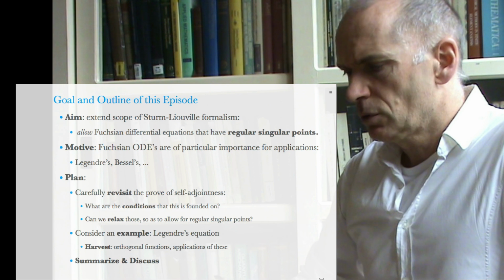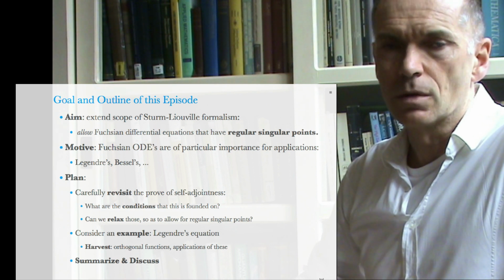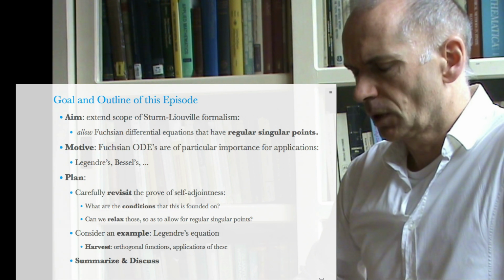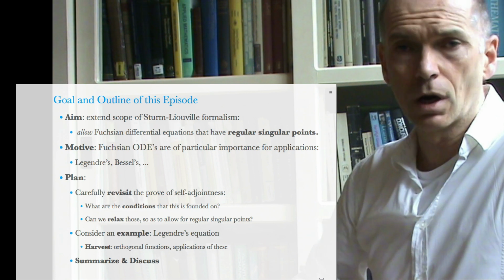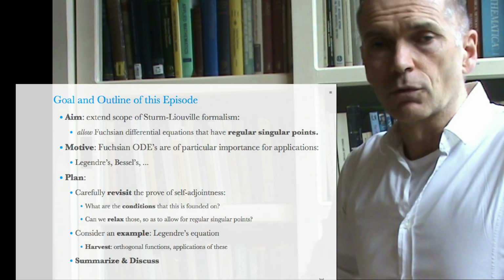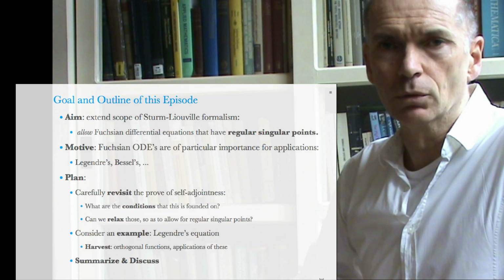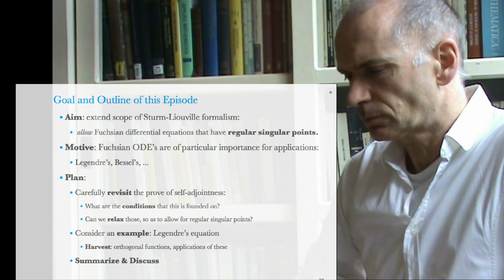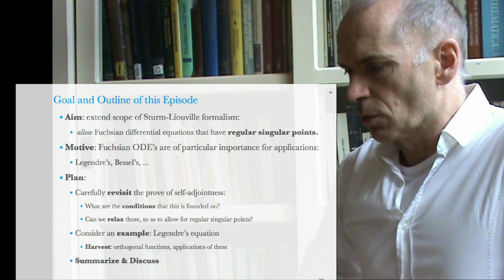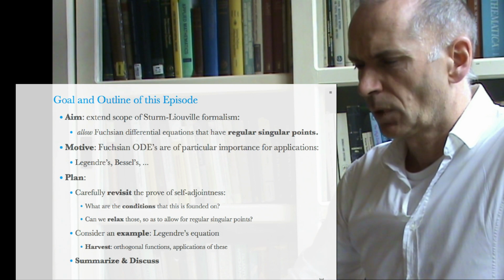Then in part 2, once we have established those results, we will consider an example, and that will be Legendre's equation. I can already announce that the harvest will be that we again will find bases of orthogonal functions, and in part 2 I will show a few applications of that. And of course the whole episode will end with a summary and a discussion.